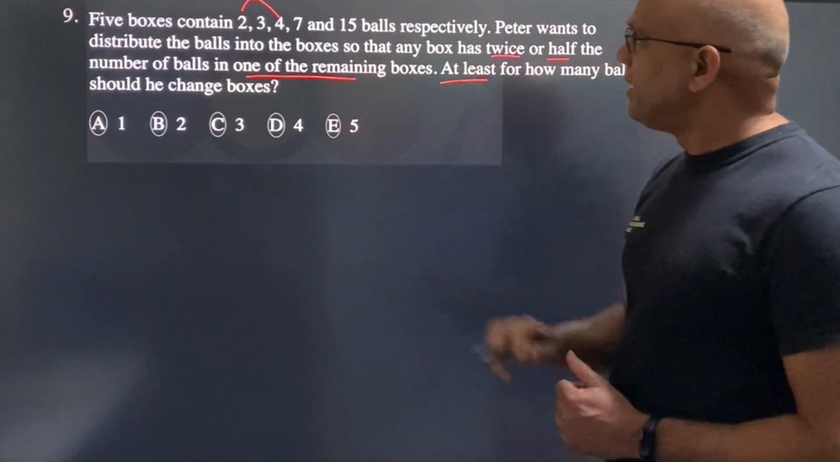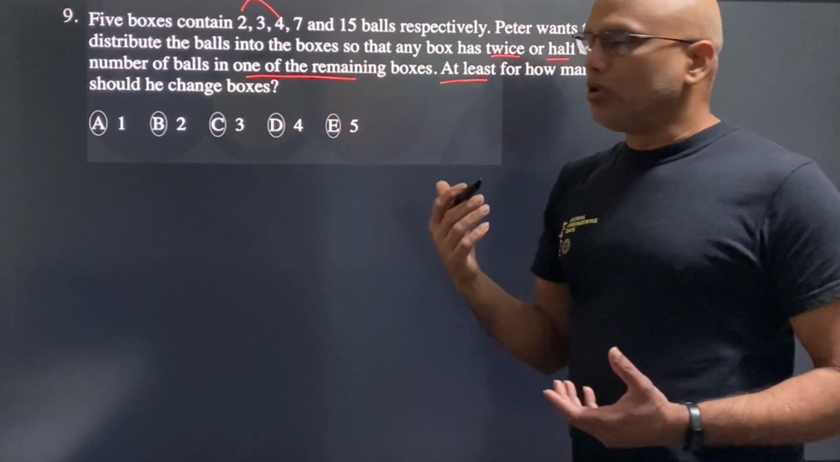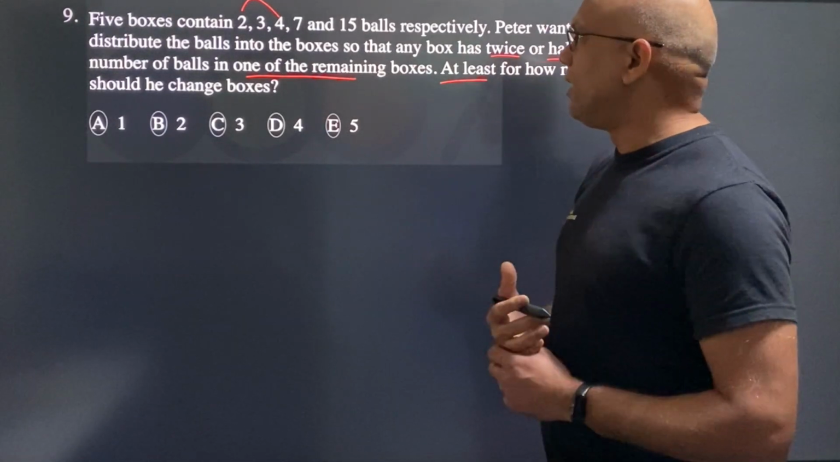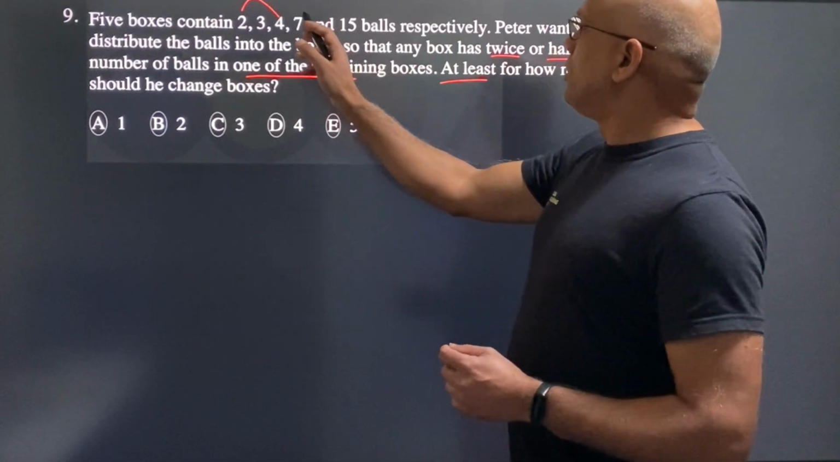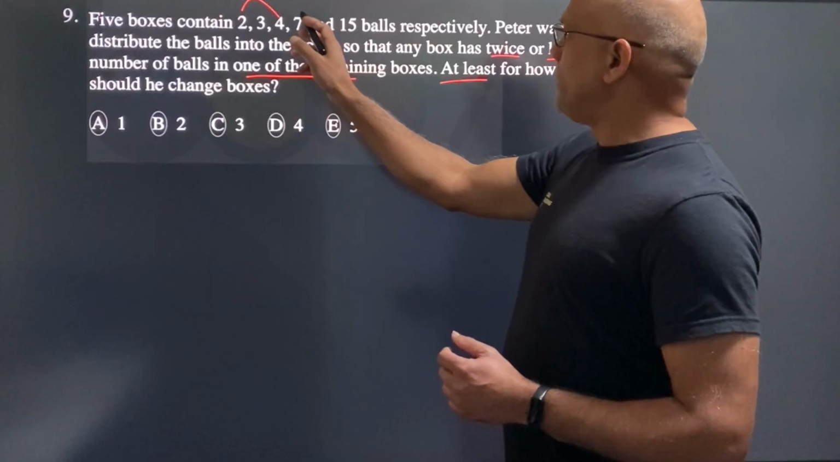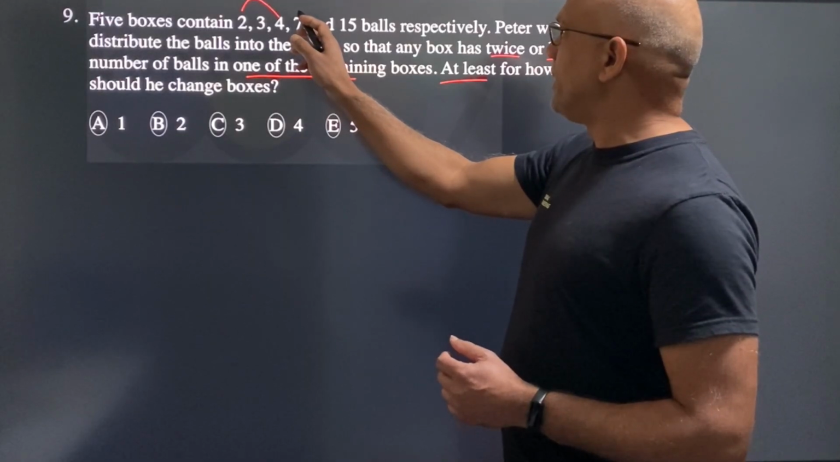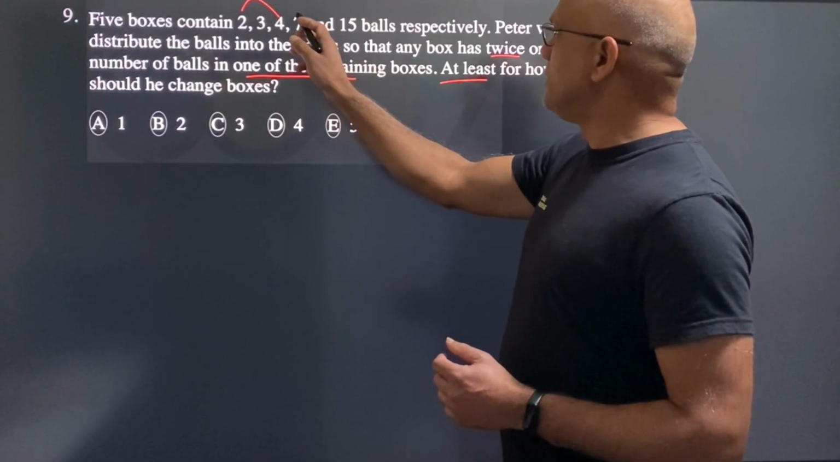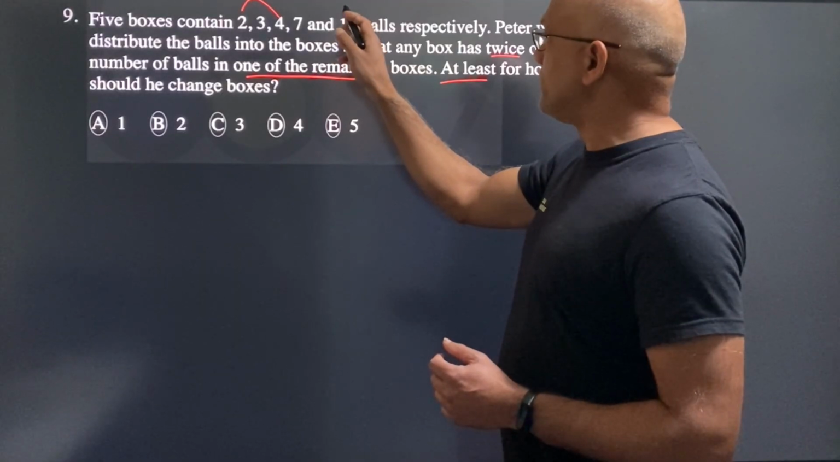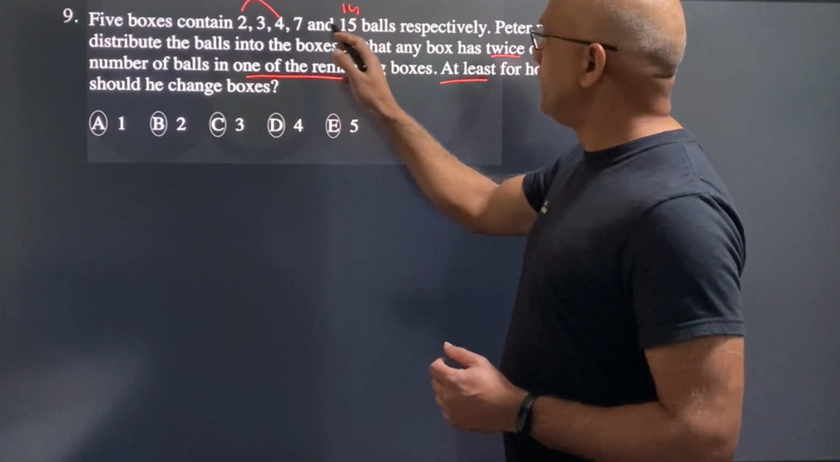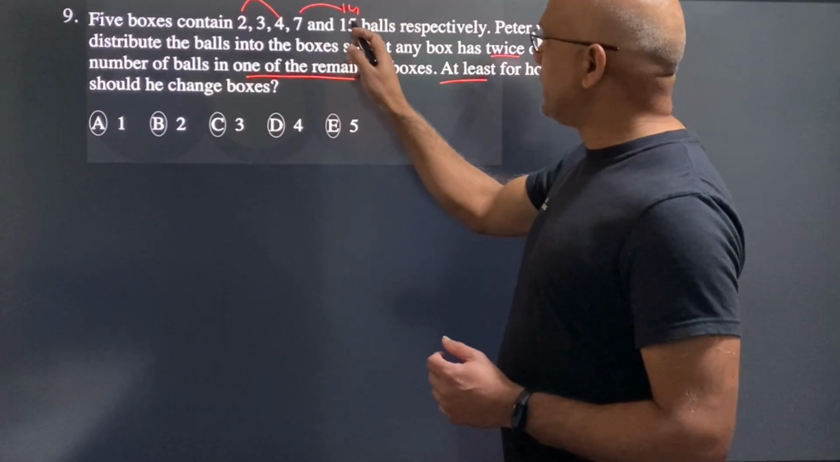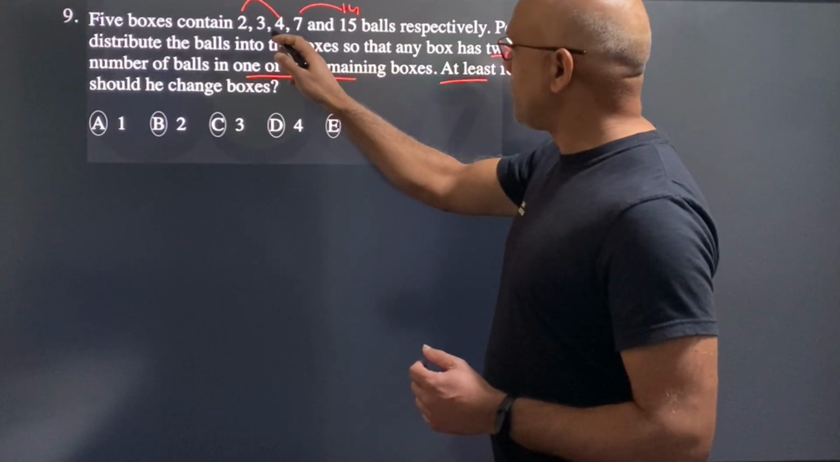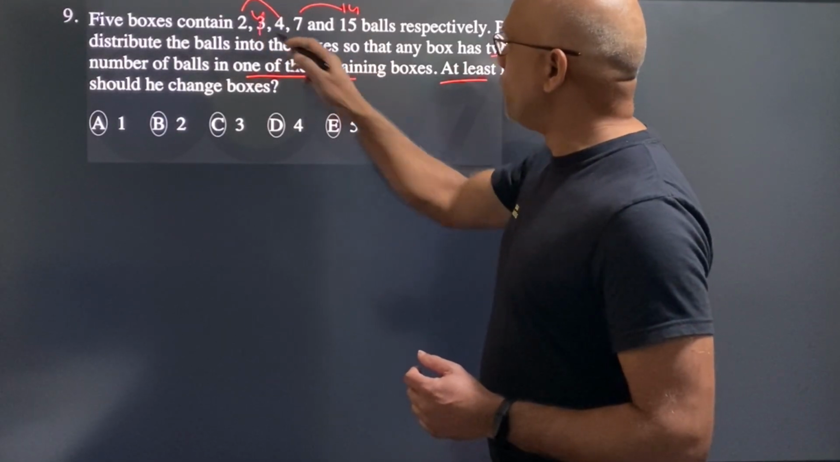Let me take 7. Half of 7 is not possible. 3.5, I cannot have 3.5 balls. So if I make twice of that, so 7 is 14. So if I take 1 ball away from this, if I make 14 here, so this is matching, and give that ball that I took and make this 4.